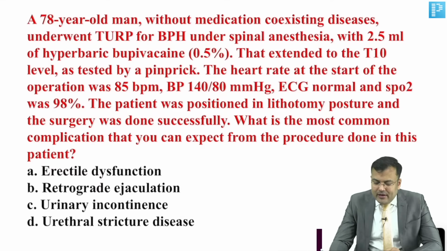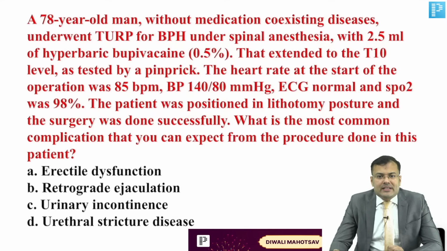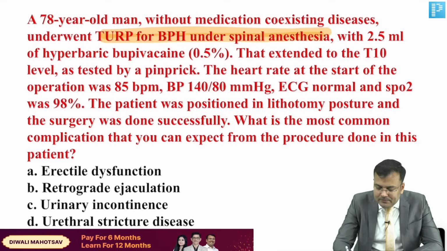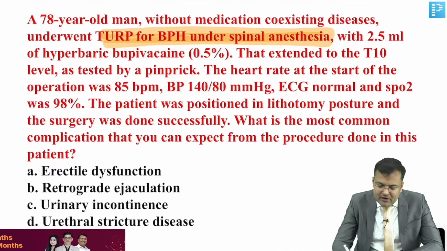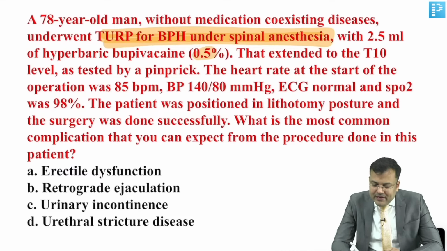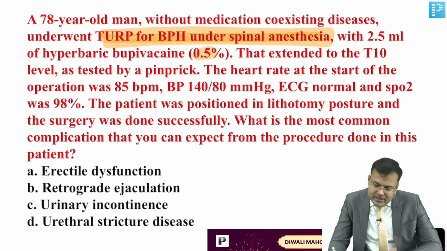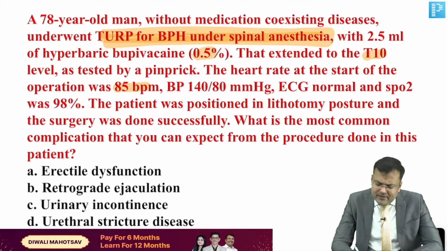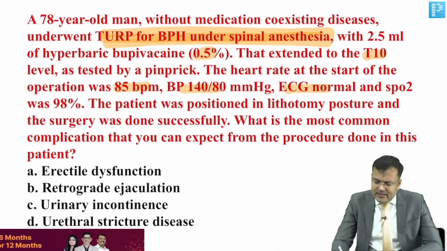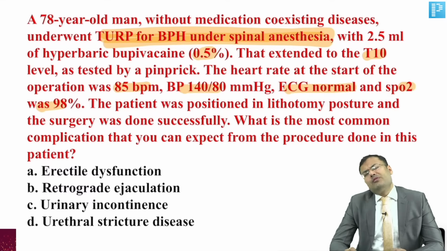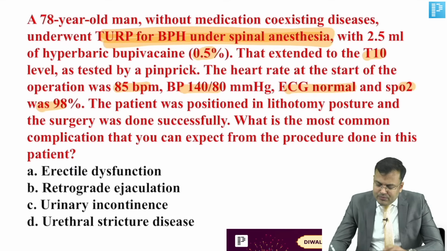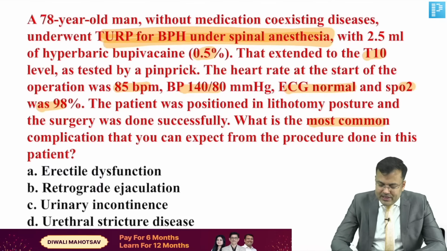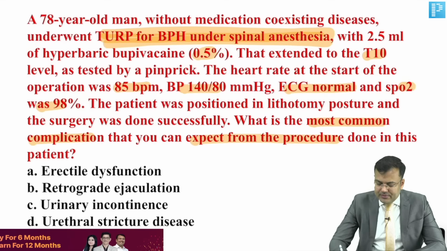78 years old man without medication or coexisting diseases underwent TURP for BPH under spinal anesthesia with 2.5 ml of hyperbaric bupivacaine 0.5% extended to T10 level as tested by a pinprick, heart rate 85 beats per minute, BP 140 by 80, ECG is normal, SpO2 98%, so most of the findings are within normal limits. Patient was positioned in lithotomy posture, surgery was done successfully. What is the most common complication you expect from the procedure?